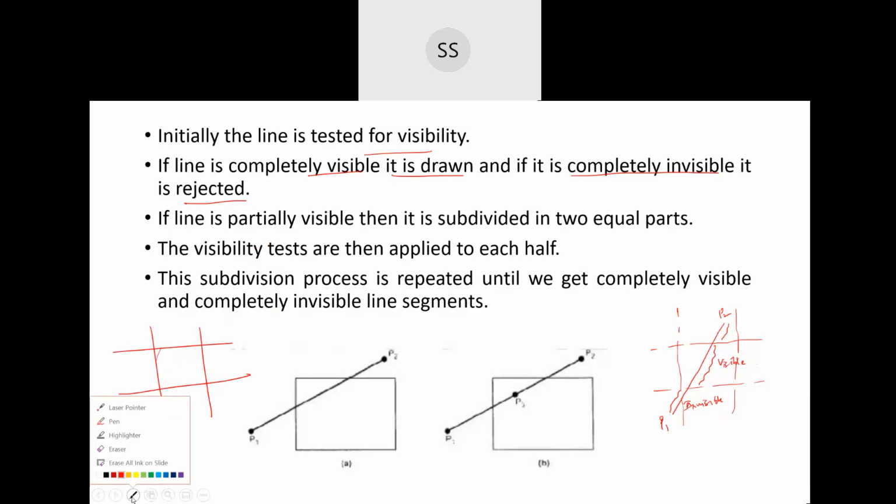So I'll show you certain cases. If I have a line segment of this particular form, I have a line segment like this, which is P1 and P2.